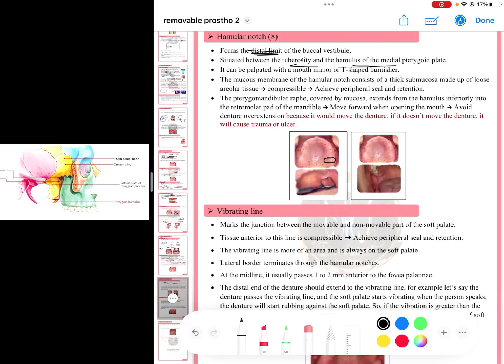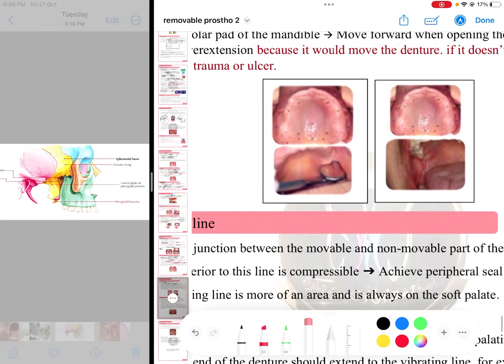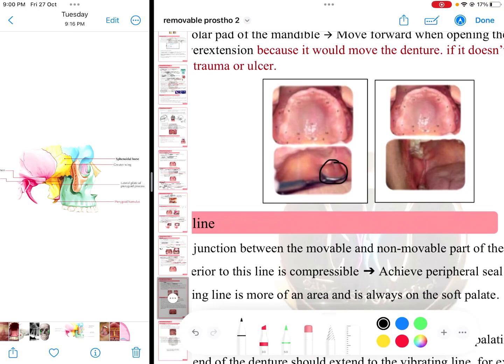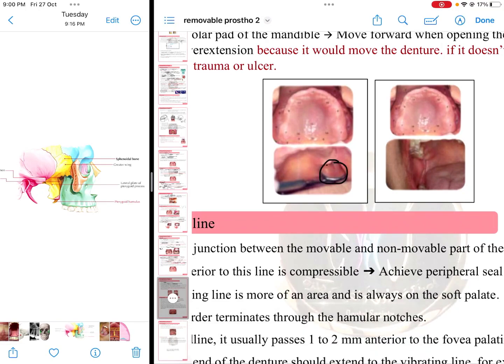As you can see in the picture, we have the hamulus, and this that is located between them here is the hamular notch. If you place a dental mirror, a mouth mirror, or a T-shaped burnisher, the instrument that you use in conservative dentistry, in that area, you can feel that notch. You can feel the depression there.